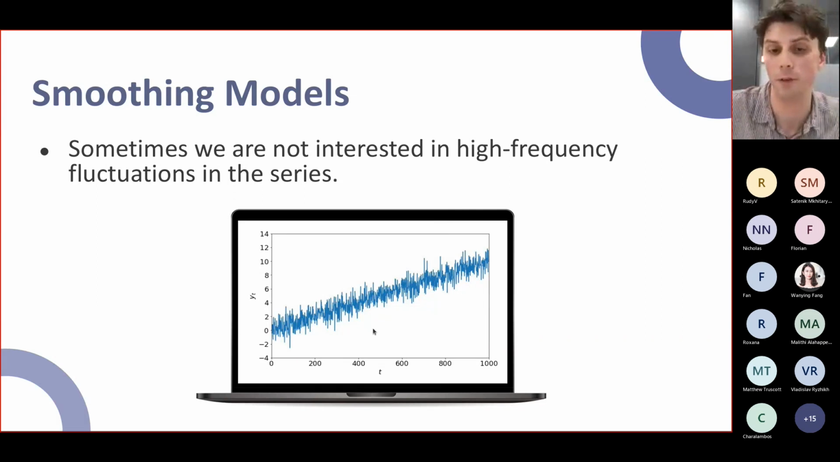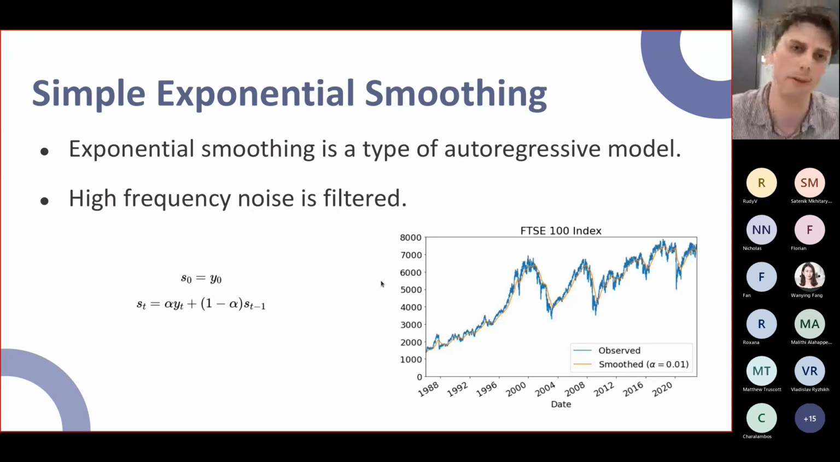And there are a few ways of doing that, but one of the main ones is to use exponential smoothing. So exponential smoothing is a type of autoregressive model that creates a smooth series by creating a weighted sum of the observed value of the series with the previous value of the smooth series. And the weighting is controlled by alpha. And so the larger alpha is, up to a maximum value of 1, the less we filter any noise from the series. If alpha is 1, then we're just reproducing the observed series.